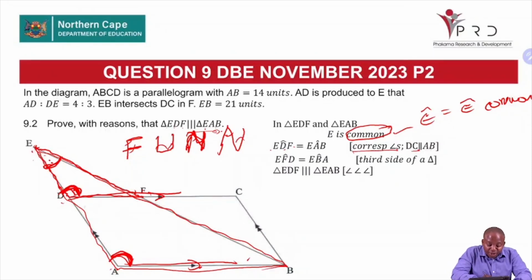Therefore, if we have these angles equal, these two are equal, then this angle must be equal to that angle. That is the third angle of a triangle. Now if those are equal, we have proven angle, angle, angle. So that is our similarity that we have proven there. So we're saying triangle EDF is similar to what? EAB. How do we do it?